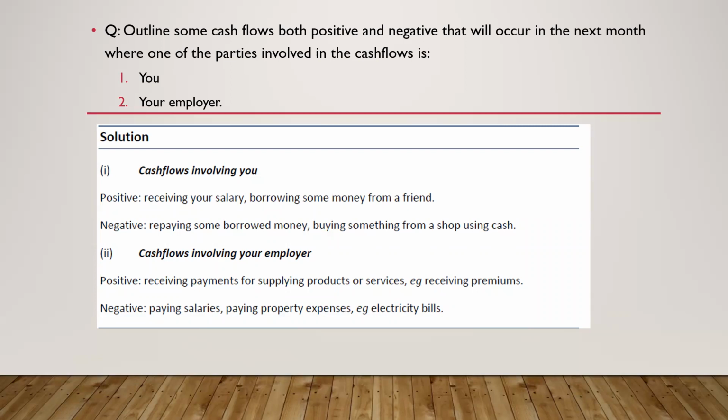These are expenses. On the other hand, from the employer's perspective, the positive cash flows are nothing but receiving payment for supplying products or services. Example, receiving premiums. Say if it's an insurance company, if policy holders are applying for any insurance policies, they have to pay premiums to the insurance company. So in return, the companies are receiving premiums, which are nothing but the positive cash flows. And in turn, the negative cash flows are nothing but paying salaries to the employees. This is nothing but the CTC to the company, and paying property expenses, example, electricity bills. Simple as that.